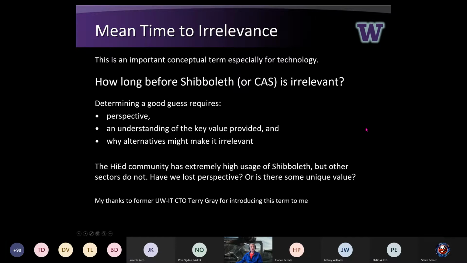Shibboleth has a very high usage in the higher ed community, but it's almost non-existent in other sectors. So why is that? Has the education sector lost its perspective, or is there some unique value that Shibboleth provides?